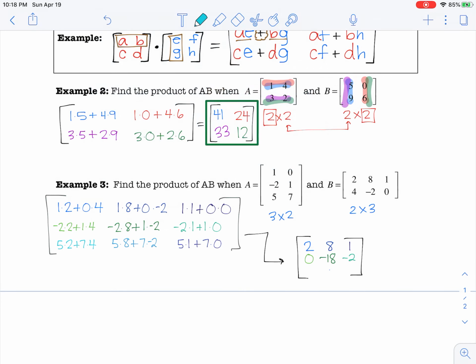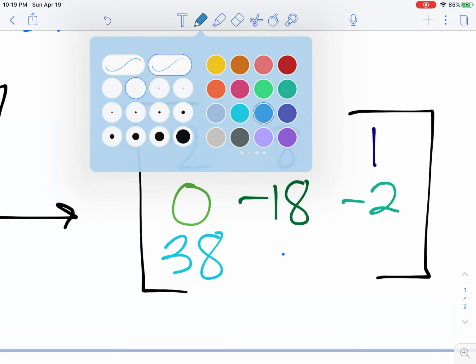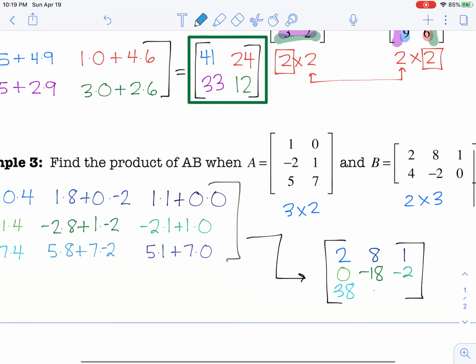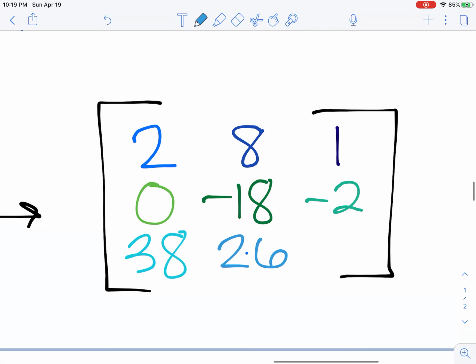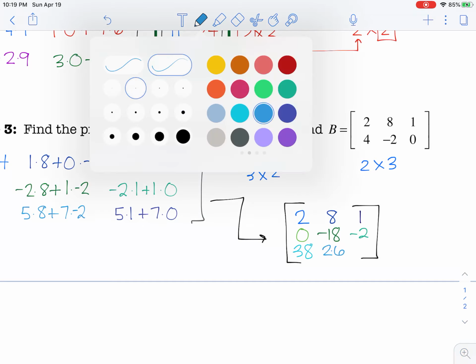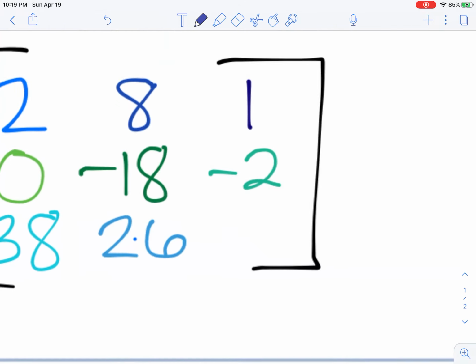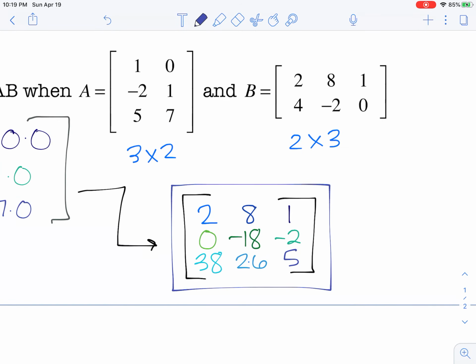Five times 2 plus 7 times 4 is 38. Five times 8 plus 7 times a negative 2 is 26. And then last but not least, 5 times 1 plus 7 times 0 is 5. And that is your final matrix.